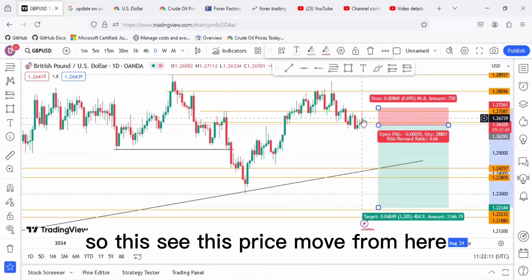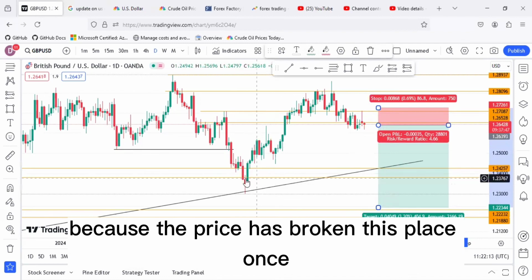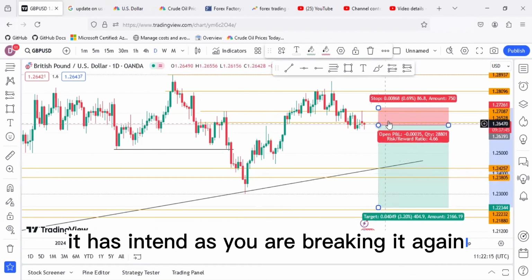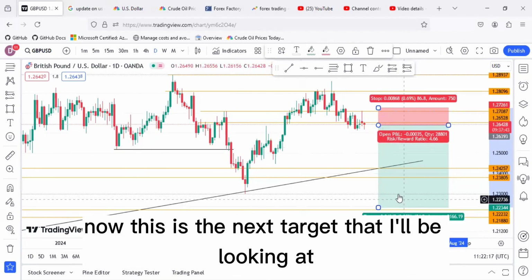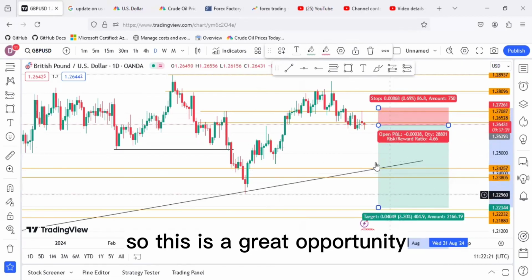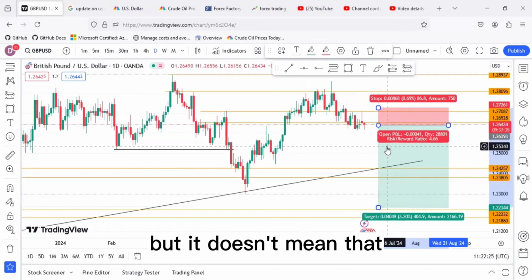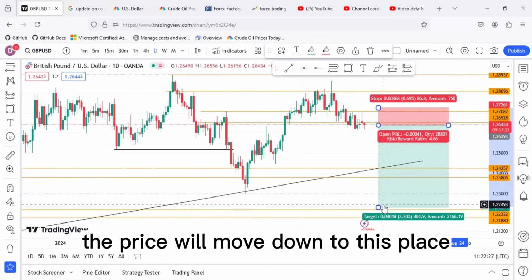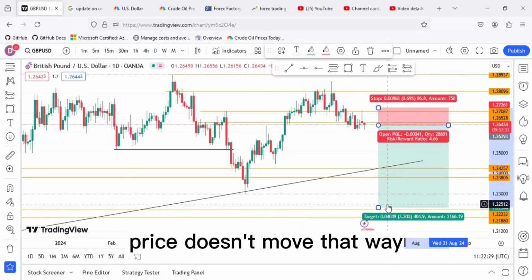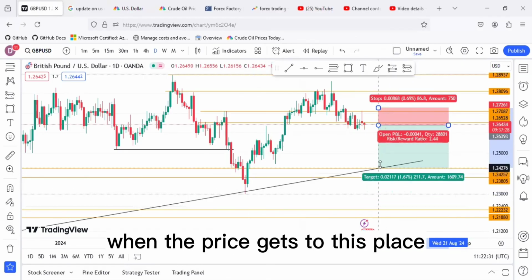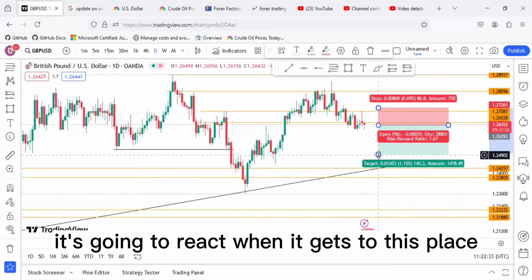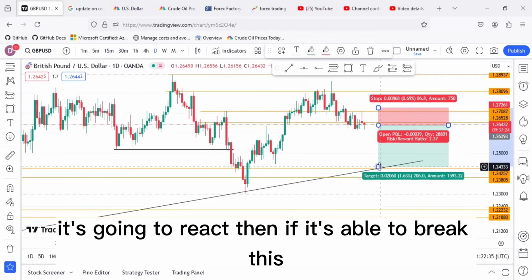So if this price moves from here, because the price has broken this place once, it has a tendency of breaking it again. And this is the next target that I'll be looking at. So this is a great opportunity. This setup is good if you are watching it, but it doesn't mean that the price will move down to this place straight away. No, price doesn't move that way. When the price gets to this place, it's going to react. When it gets to this place, it's going to react.